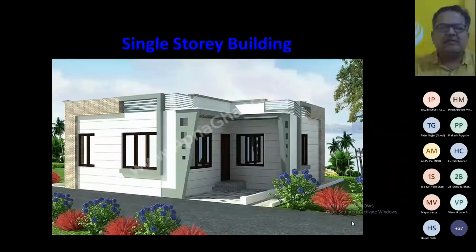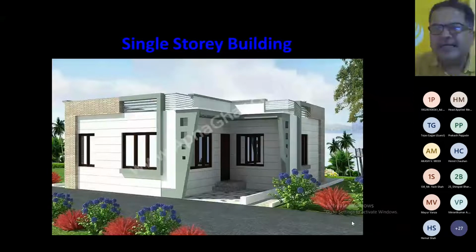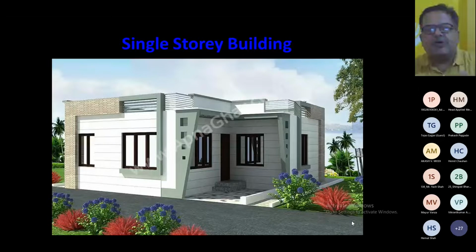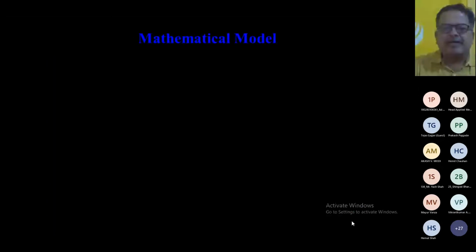Then we take the case of a single story building, like a masonry building. In a single story masonry building, the heavy mass is located at the top, and it is supported on the masonry walls, right? We know that each and every structure should be converted into a mathematical model, and then we can solve the equation of motion.